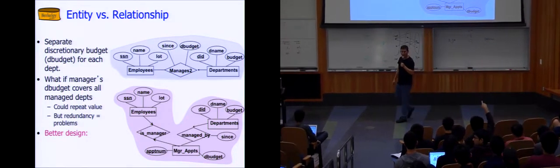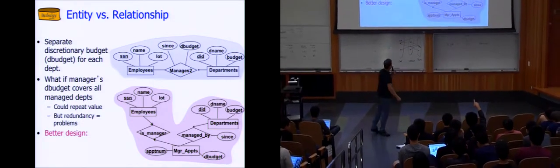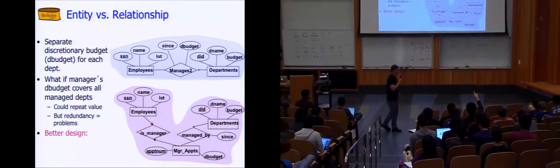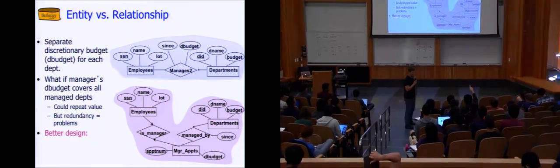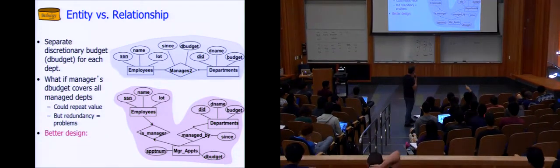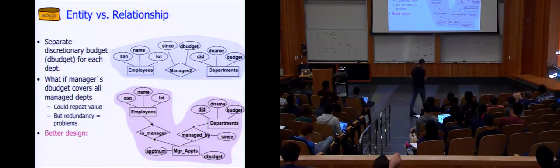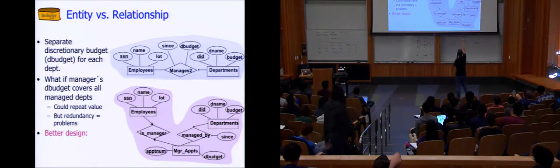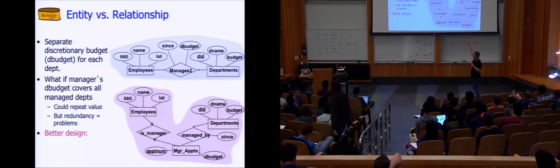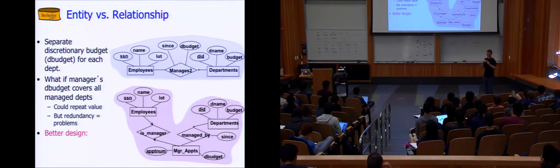Yes, question. Great question. The question is, why can't we, to get the semantics we want at the top, put the D budget on the employee? That was the problem, right, is that I wanted to have my own budget. So why not put the budget on the employees? Anybody have an answer to that?